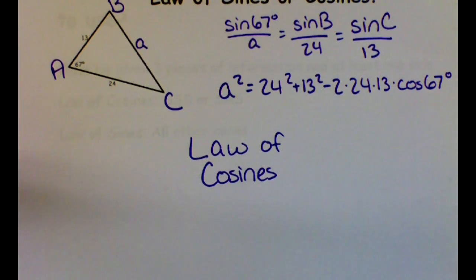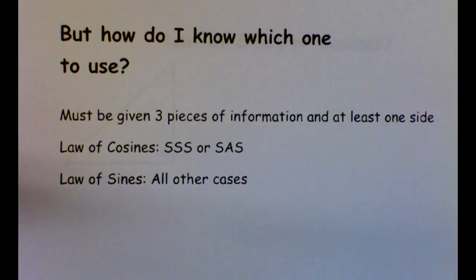But how could I know this information without trying to set up the different ones? You have to be given 3 pieces of information, and at least one of those has to be a side. If you're given side, side, side, or side, angle, side, you use law of cosines. Law of sines is everything else.